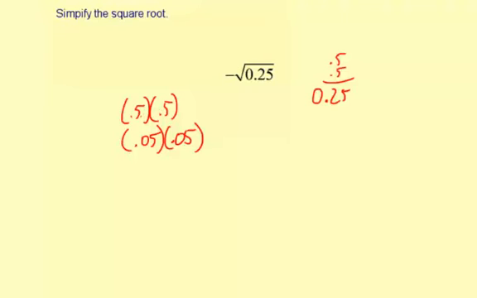So 0.5 times 0.5 makes 0.25, but we want the negative value. So instead of just 0.5 for our square root, it's going to be negative 0.5 or -0.5, depending on how you want to write it. So there you go. There's the negative square root of 0.25.